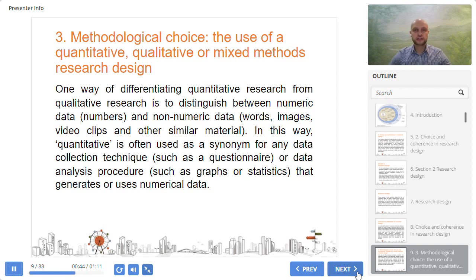In contrast, qualitative is often used as a synonym for any data collection technique, such as an interview, or data analysis procedure, such as categorizing data, that generates or uses non-numerical data. This is an important way to differentiate this methodological choice. However, this distinction is both problematic and a little bit narrow.